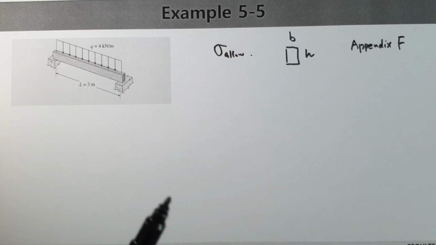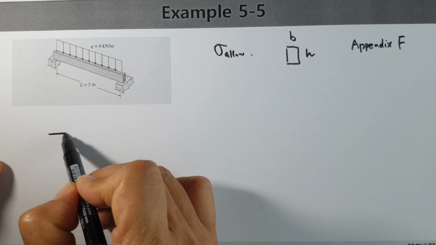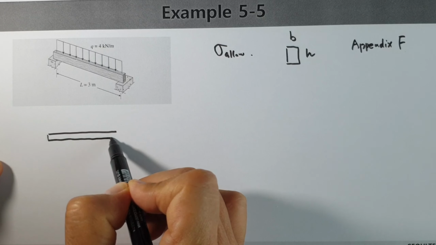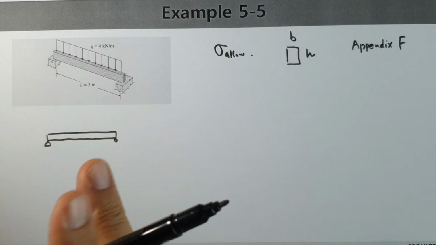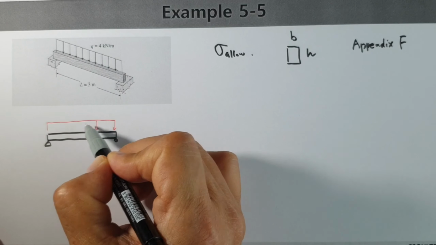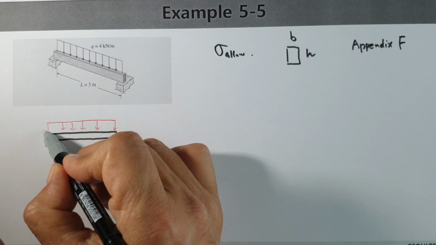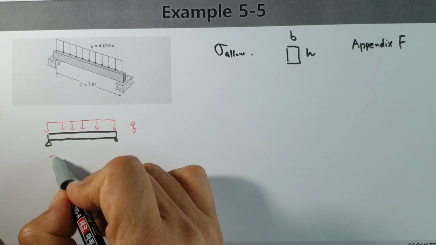Okay, in this case, we have this kind of beam element given like this one. Let's say Q is given like this one, a distributed load. Let's say this distance is L.